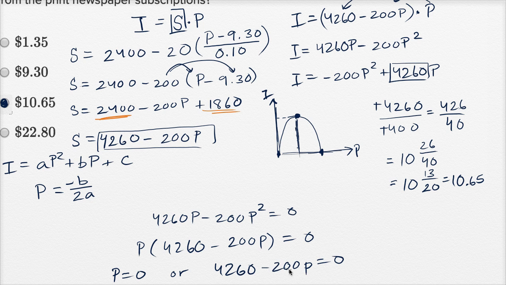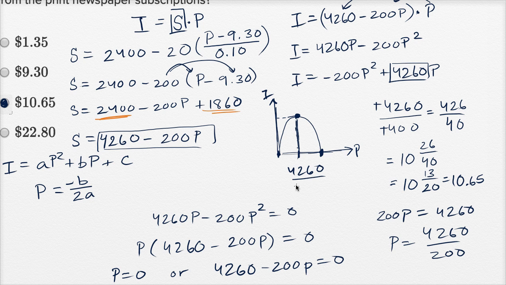But let's see. If you add 200p to both sides, you get 200p is equal to 4260. Divide both sides by 200, you get p is equal to 4260 over 200. That's this price over here. That's the price at which you lose all your subscribers. So your maximum point is going to be halfway between 0 and that. Halfway between 0 and that is just going to be half of this. So your maximum point is going to be at 4260 over 400, which is exactly what we figured out before. That's $10.65.